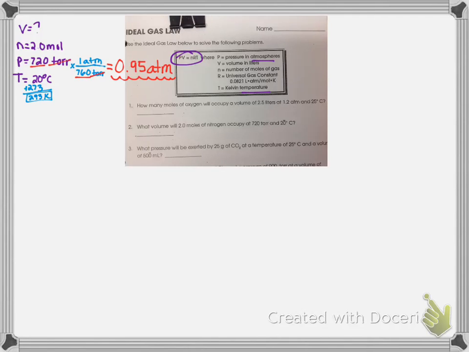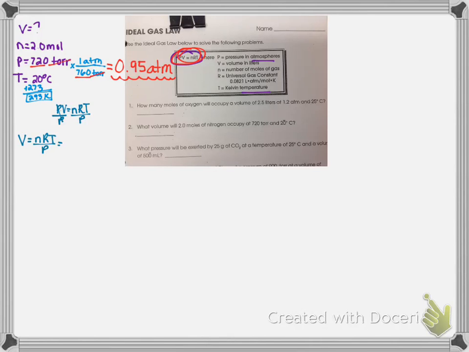So now that all of our variables are correct and in the correct units, we can just solve our equation for V. Remember that if our equation is PV equals nRT and we want to solve for V, we want V by itself. In this case, P and V are attached by multiplication, so we do the opposite, which is divide. And so our new equation that we're going to use to solve is V equals nRT over P. And now we just need to plug and chug.